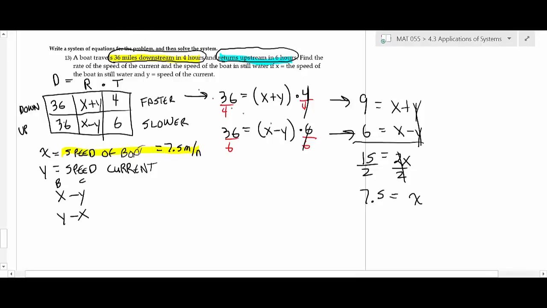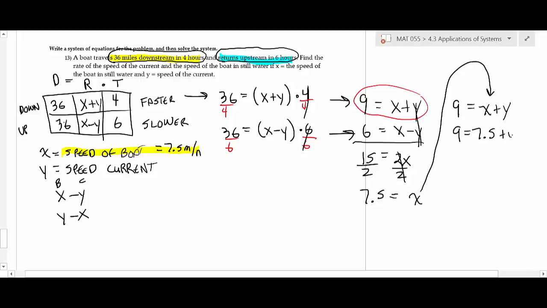Now if you want to find what y is, just pick one of the equations in the system. It doesn't matter, you'll get the same answer. I'm going to pick the top one, so 9 is equal to x plus y, and I know that x is 7.5. You can almost do this in your head. So 9 equals 7.5 plus y. Then you subtract 7.5 from both sides, and you end up getting 1.5 is equal to y. So the speed of the current is 1.5 miles per hour, and that problem is done. You see what I mean?